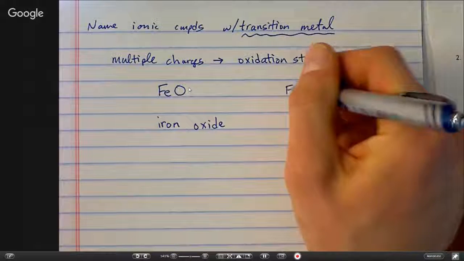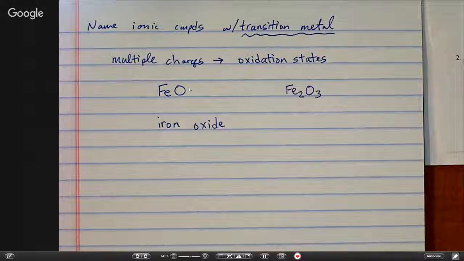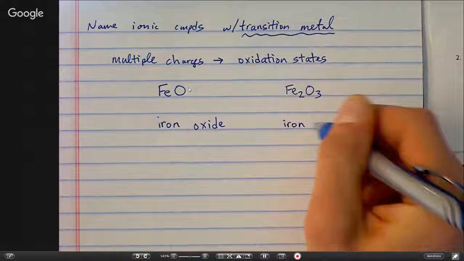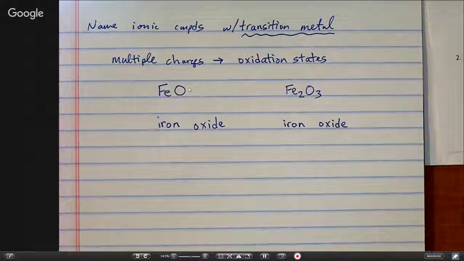Now, how would we name this compound? Hopefully you see where the confusion hits in, because this too would be iron oxide. And so what we have is a situation where iron can pair up with oxygen a couple different ways, because iron has a couple different charges that are possible. And so if we call it iron oxide, that is no longer sufficient. We have to have a new method to fix this scenario.